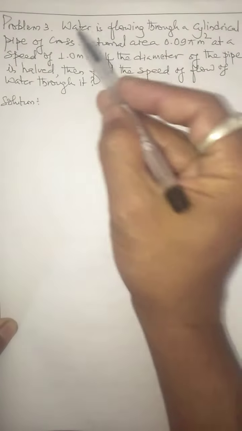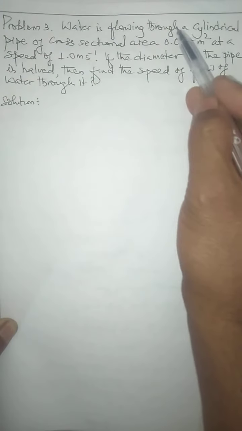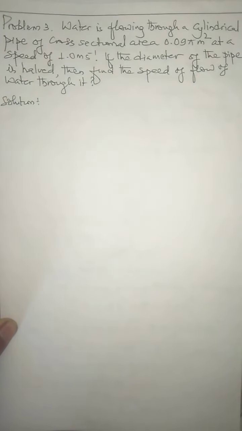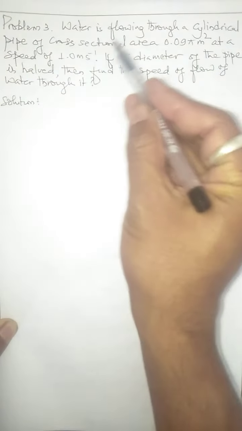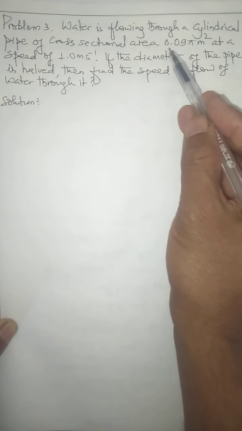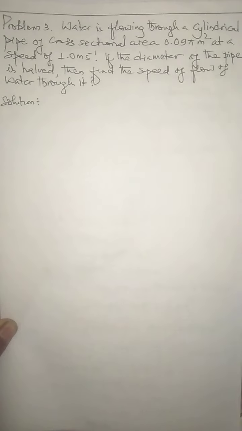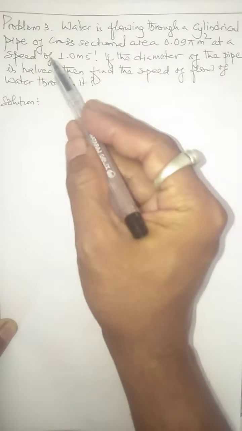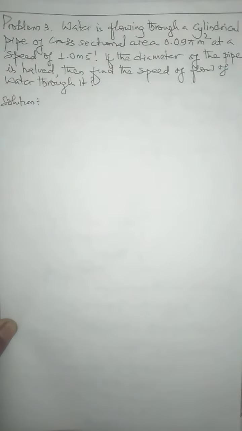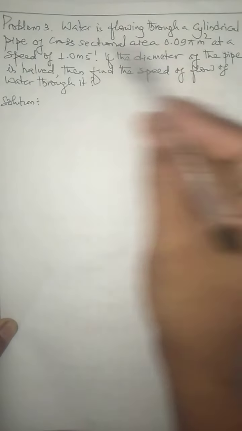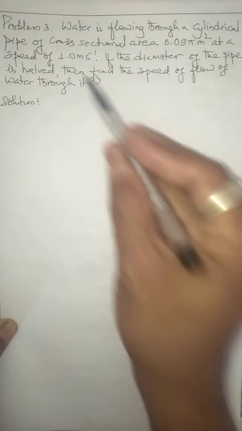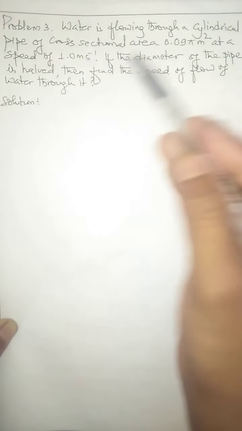Now problem number 3 says that water is flowing through a cylindrical pipe. What type of pipe? Cylindrical pipe, and that cylindrical pipe has a cross-sectional area of 0.09 pi meter square, and in that cross-section area, the water is flowing at a speed of 1 meter per second. The question says that if the diameter of the pipe is halved, then find the speed of flow of water through it.